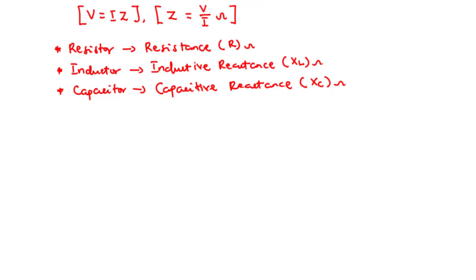Now, as a complex quantity, the impedance Z can be expressed in the rectangular form as Z equals R plus JX, where R, which is the real part, is called the resistance, and then X, which is the imaginary part, is called the reactance. Now this reactance can either be the capacitive reactance or the inductive reactance.